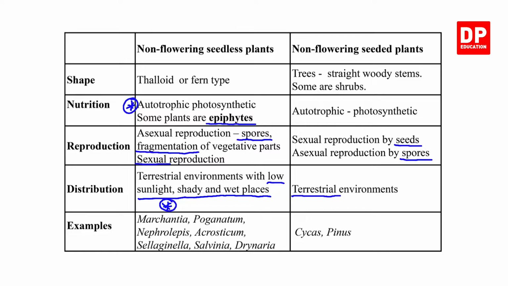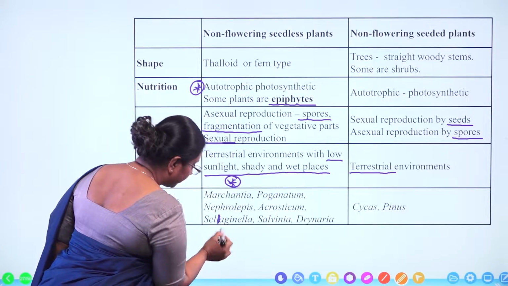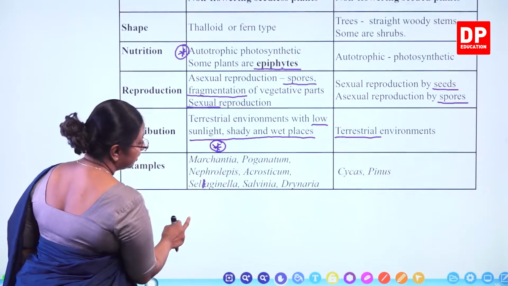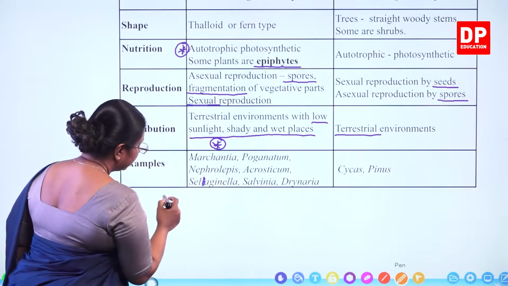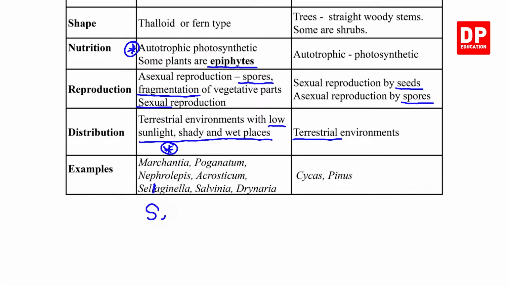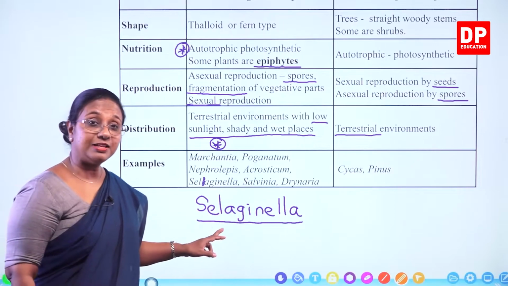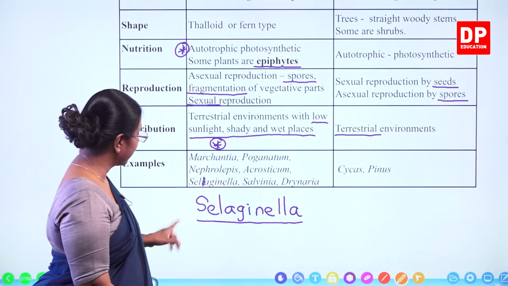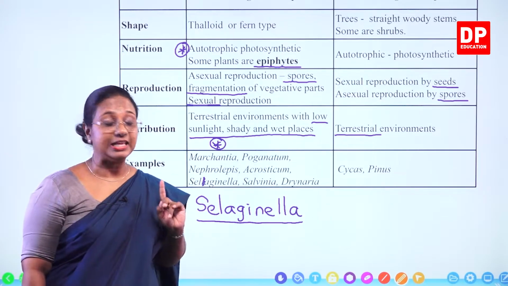So Marchantia, Pogonatum, Nephrolepis, Acrostichum, Selaginella. Selaginella, there should be only one L. You all know to write the names of all these plants, students. So Selaginella, we need to underline it also because it's a scientific name. You all remember, you have to underline. There should be only one L here.